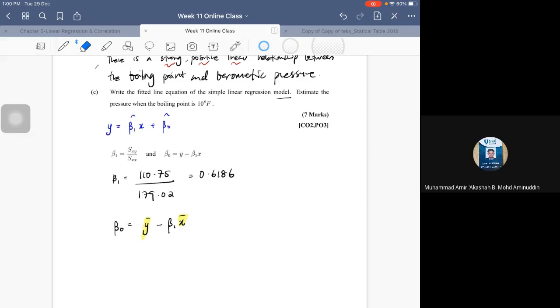What is the symbol for X bar? What does X bar stand for? Exactly. Yeah, that's right. It's mean. So when you have Y bar, this is actually the mean of Y. And x bar actually stands for the mean of x. Okay, so that is what I meant by y bar and also x bar.